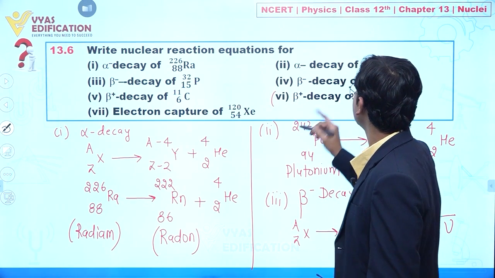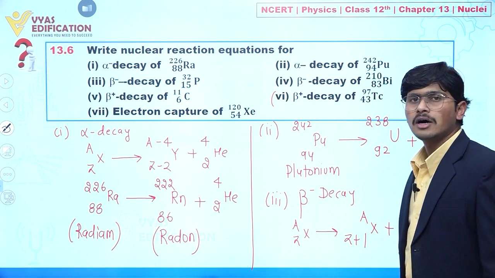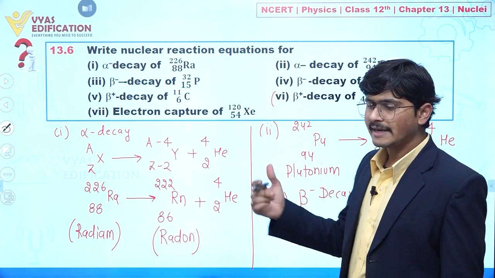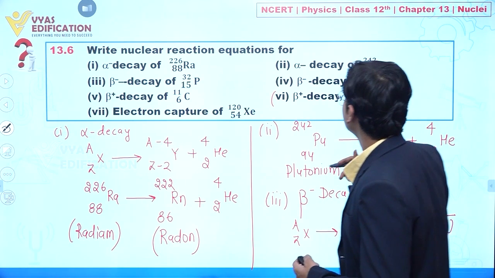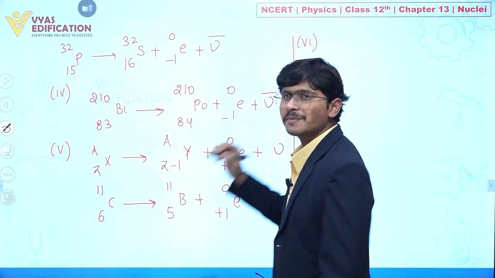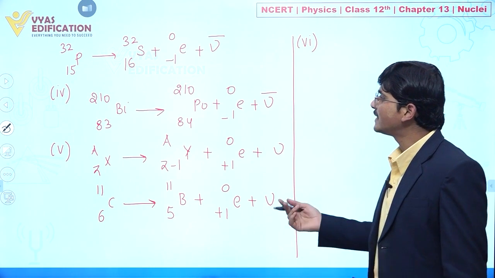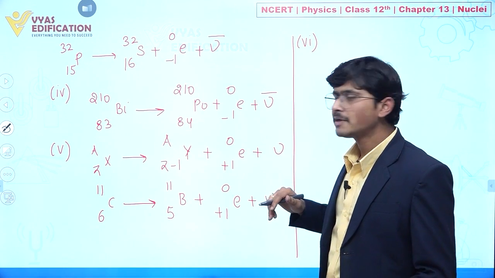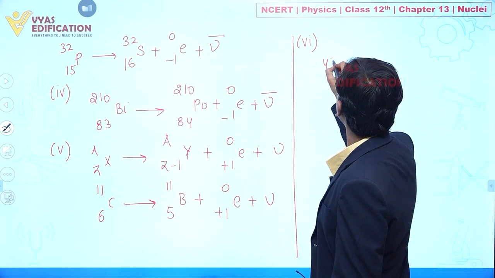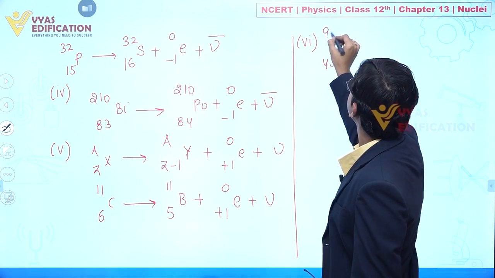Number 6 is the beta plus decay for 43 Tc. Tc means technetium. Definitely we need some help from the periodic table so that we can find this element. So number 6 we have 43 Tc 97.